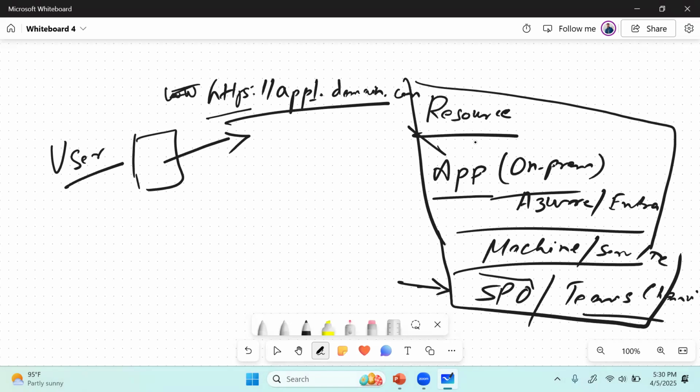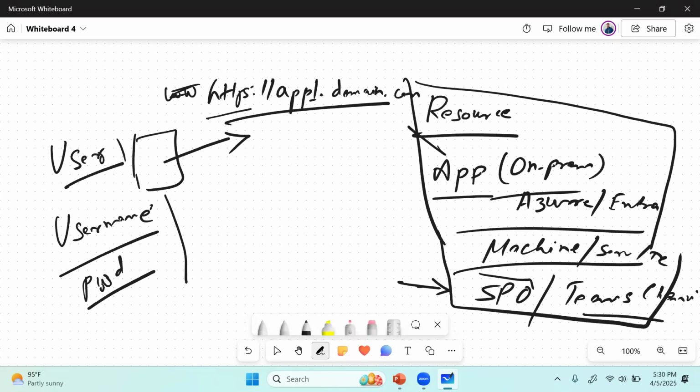No, he would have to provide a username and password to access it. He will have to authenticate himself. When I say authenticate, it means he'll have to prove that he is who he claims to be. Let's say I'm Siddharth and I want to access this application. My manager says I should be able to access this application and this SharePoint site, so please give me access. I go to this URL, but I'm not able to access it. Why?